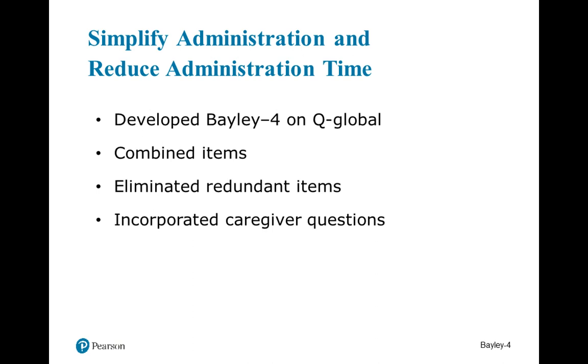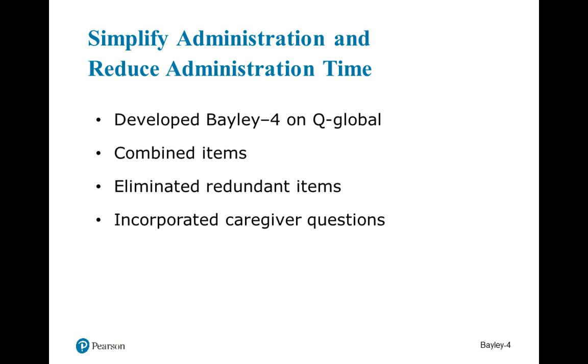Also, some items were combined. These are items that may have before been 3 separate items, now combined into 1 or maybe 2. And that helps to reduce test items. Eliminating redundant items, items that measure the same construct and have the same difficulty level, are considered redundant.